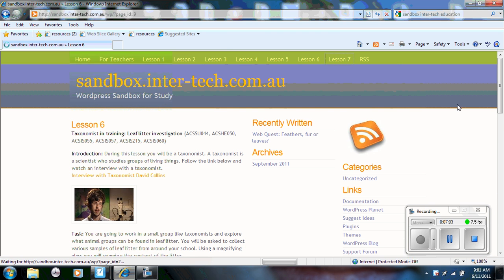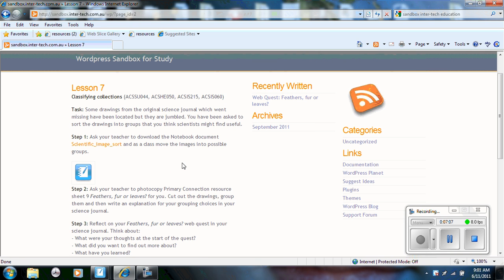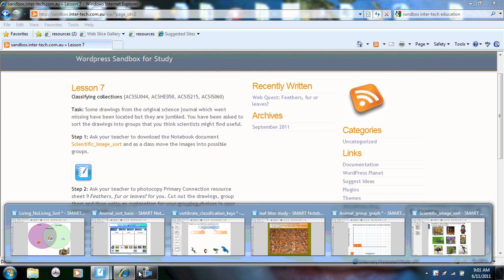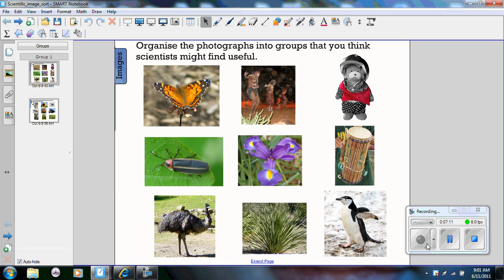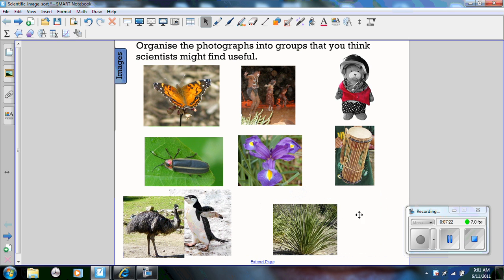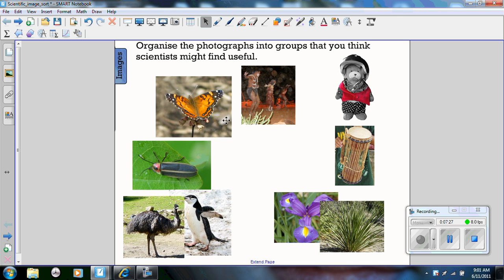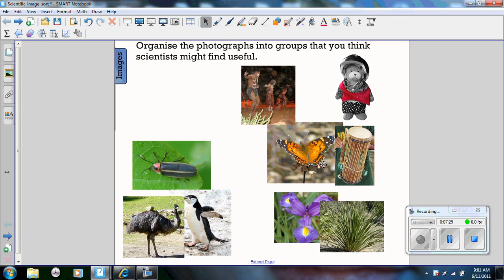Lesson 7 is a scientific image sort. With this one here, the students are asked to organise the photographs into groups that you think scientists might find useful. And again, they can just drag them across the page, manipulate them, and place them into an order, and then justify the reasons behind the order that they're placing them in.